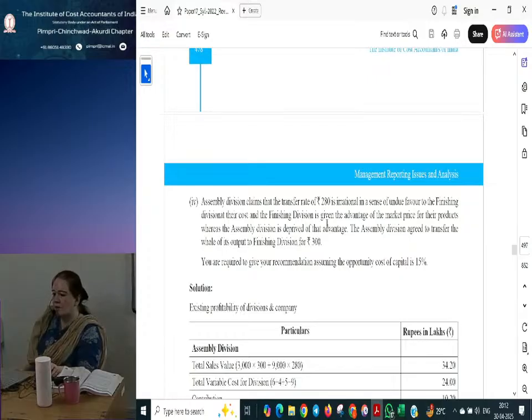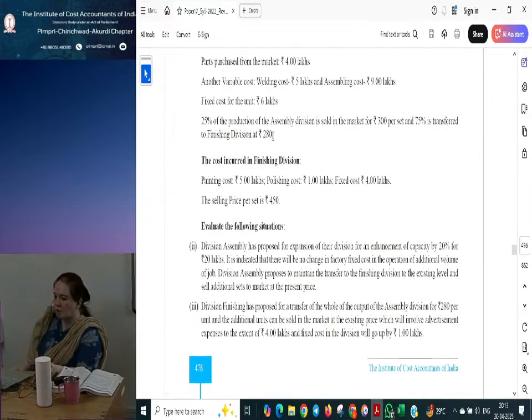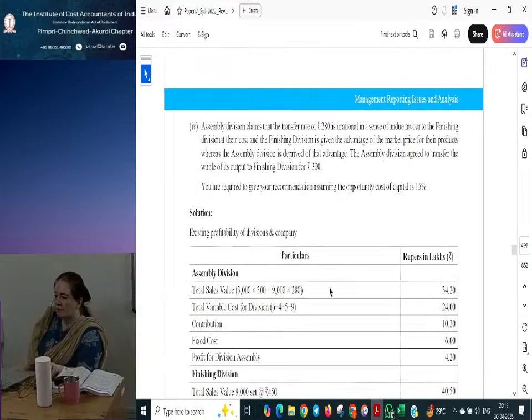So, the finishing division is given the advantage of market price for their products, whereas the assembly division is deprived of that advantage. So the assembly division agreed to transfer the whole of its output to the finishing division for rupees 300. Instead of transferring at 280, they are going to transfer all the produce at 300. You are required to give your recommendation assuming the opportunity cost of capital is 15%. So opportunity cost also needs to be taken into consideration.